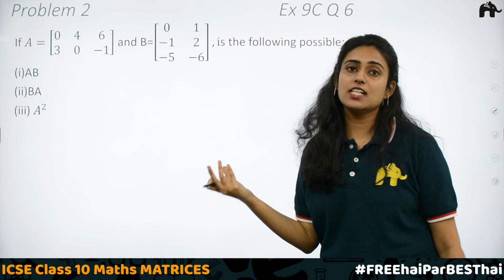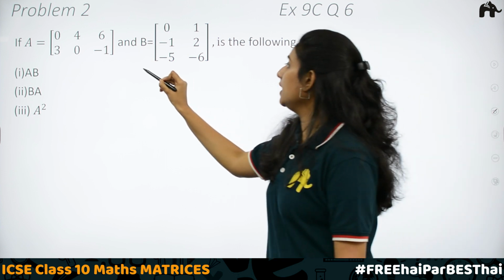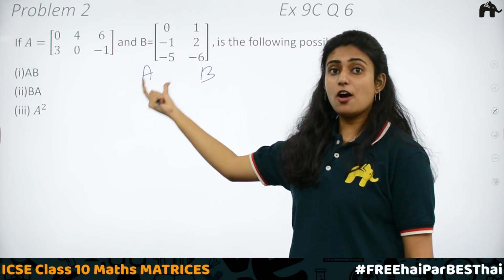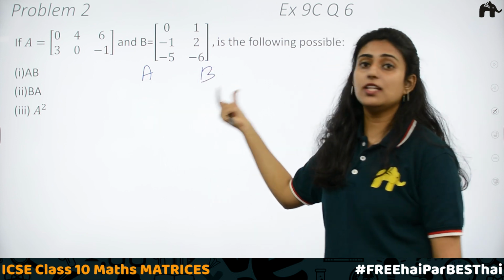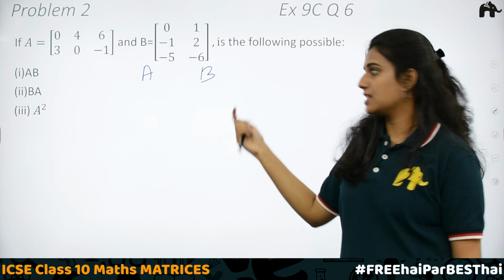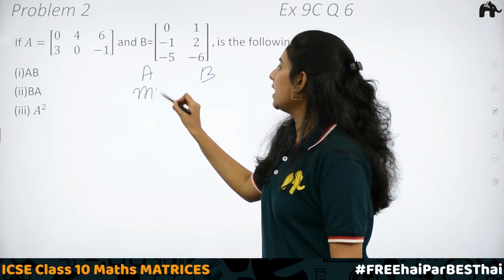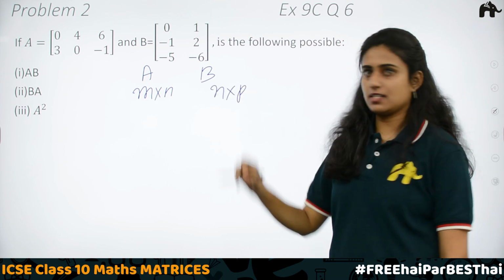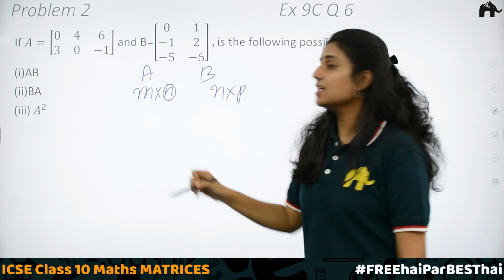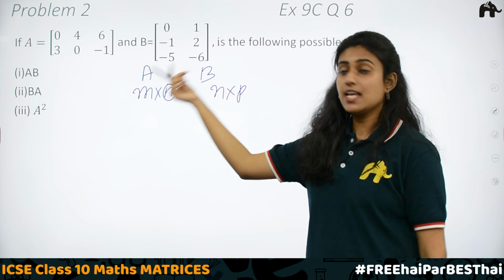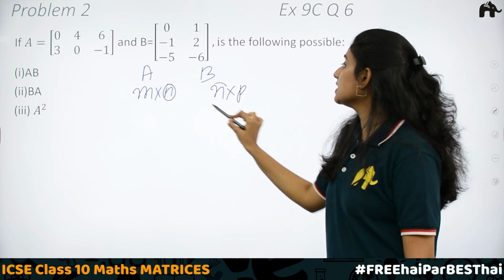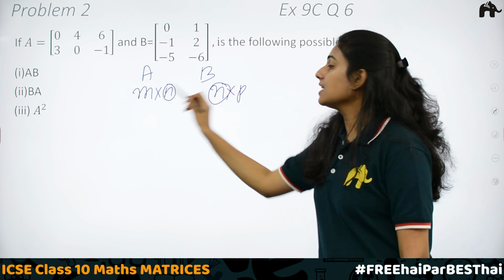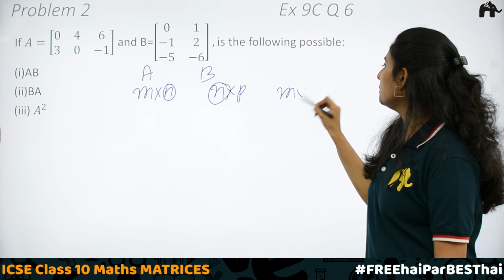When do we say that matrix multiplication is possible? If you have two matrices A and B, the number of columns of the first matrix should be equal to the number of rows of the second matrix. If you take an m by n matrix, then the second matrix should be an n by p matrix, which means this n represents the number of columns in the first matrix and that is equal to the number of rows in the second matrix. Only then you will be getting a new matrix which has an order m by p.